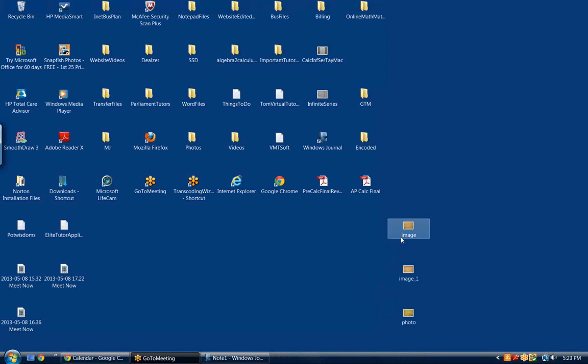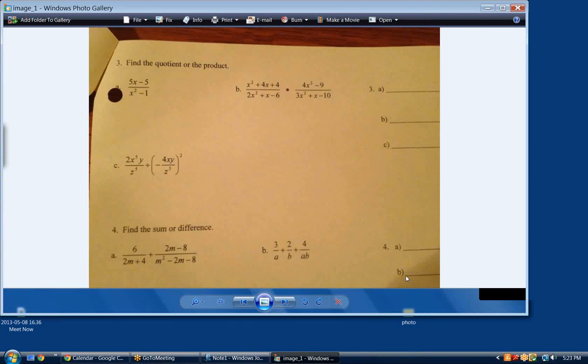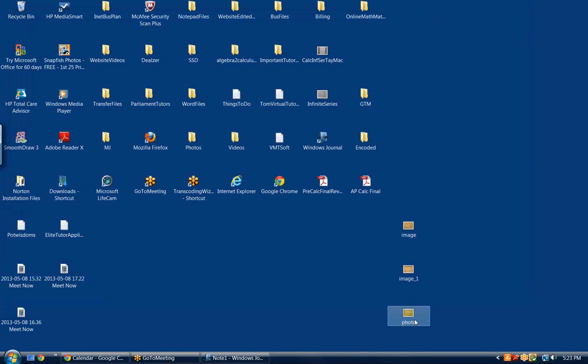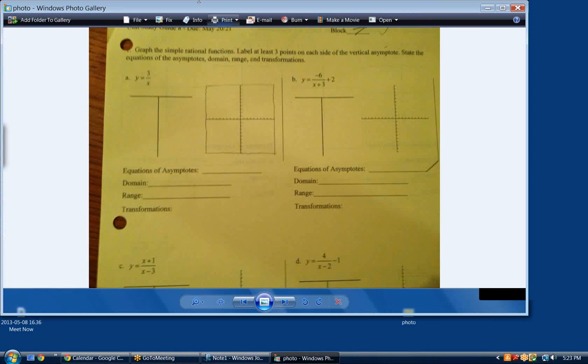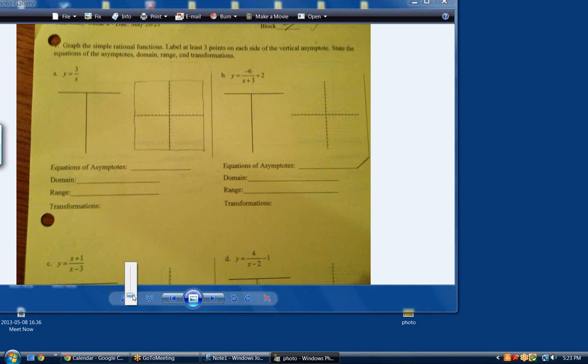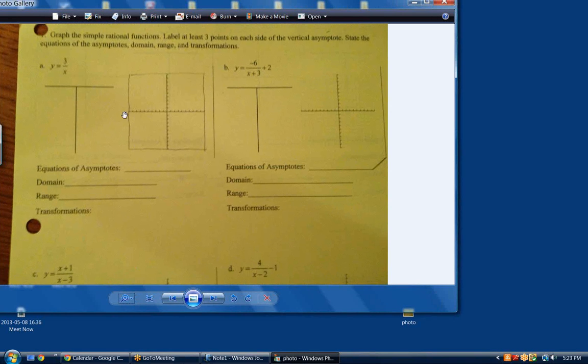So which one do we want to look at first? Image one, or photo? Image one. Pretty sure. Is it the graphing one? It starts with problem 3. Alright, it might be just image then. Whatever one has the graphs on it, I'm not sure. Okay, that's probably the photo. This one here, fine? Mm-hmm. Okay.